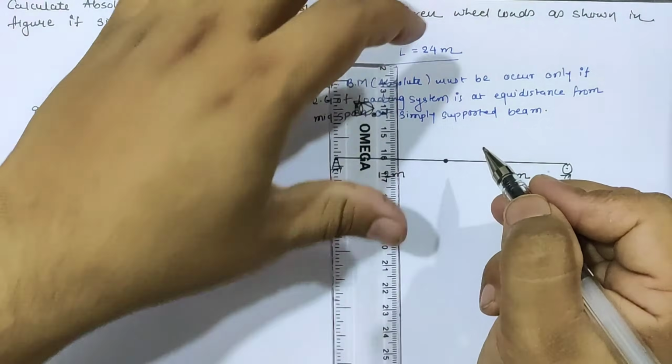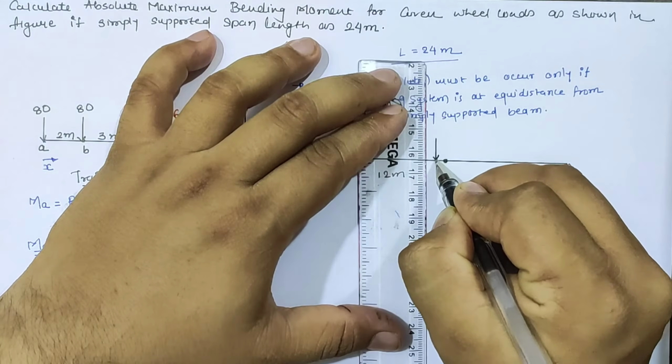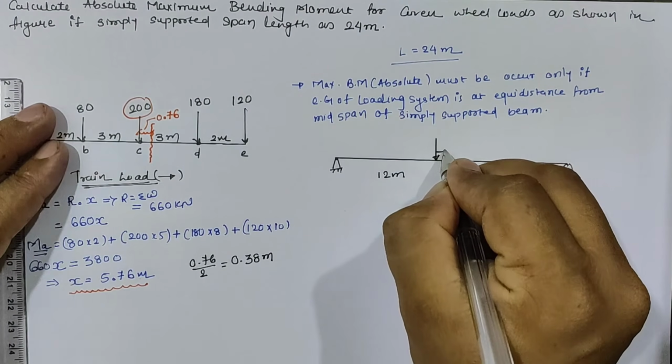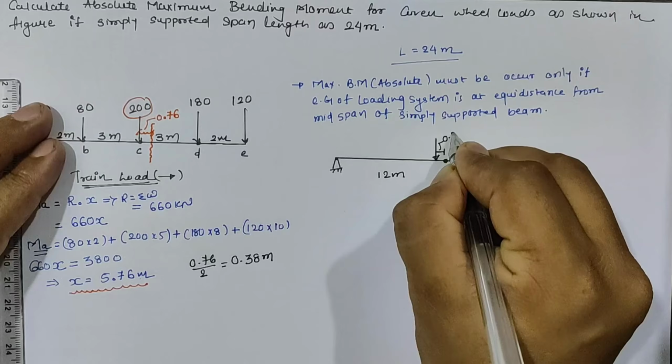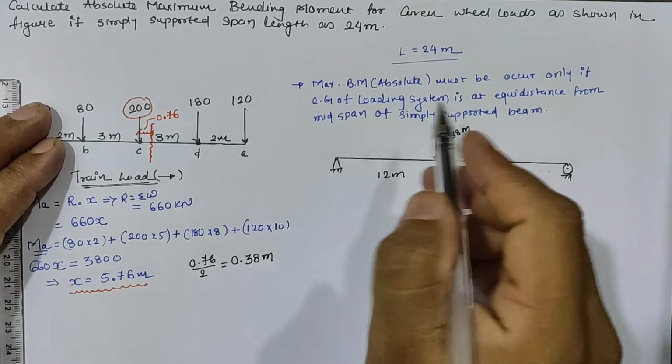It means that the load is at 0.38 meter from the center. Now the rest of the loads are placed accordingly.